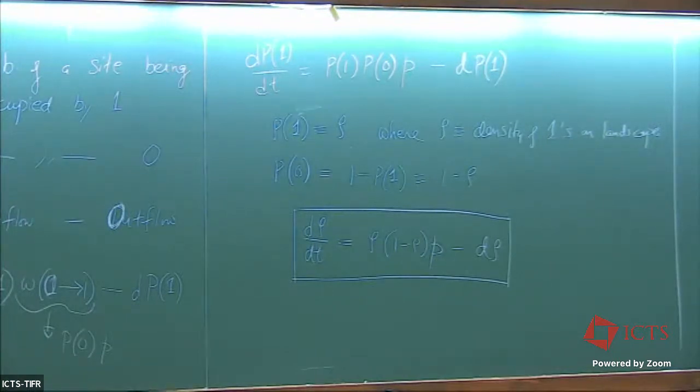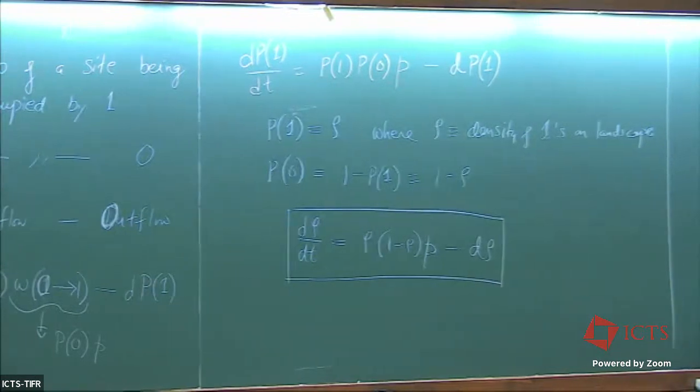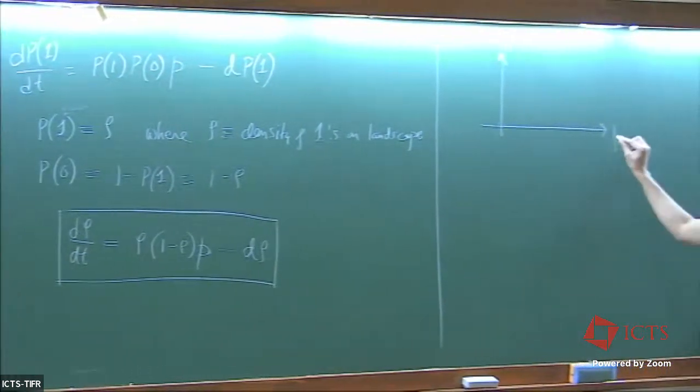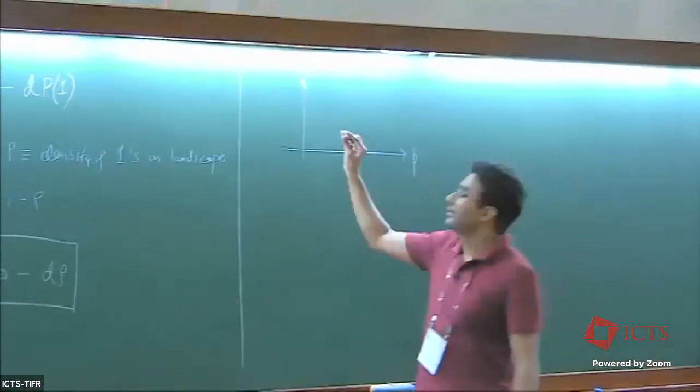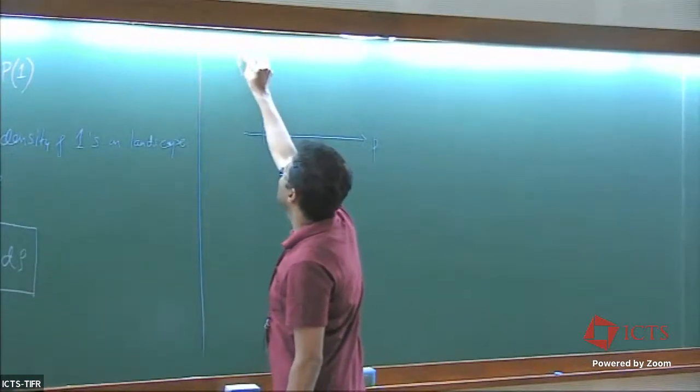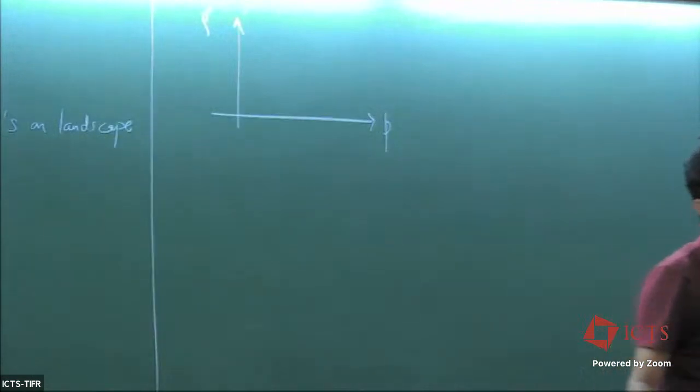So please try to plot the following. What do you think is a bifurcation diagram to plot here? What should be on the x-axis? What's the P, birth rate? Okay, and the y-axis could be rho star. I would like to see how this looks like.